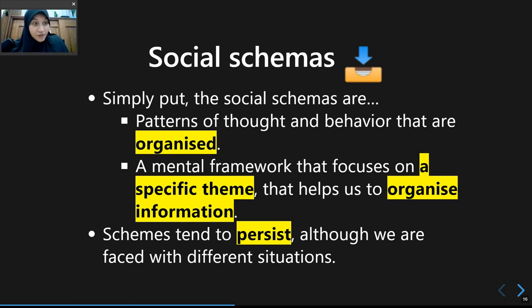It's also a mental framework that contains specific themes, and it helps us greatly in the information processing by organizing and making sense of that information. So it makes things easier for us when we try to recall that information as a basis to make judgments or to form perceptions about the social world.